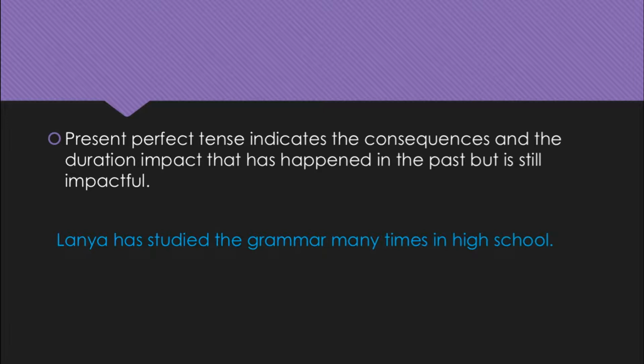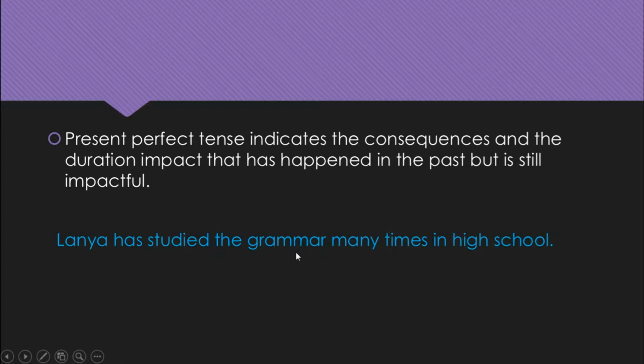So what is present perfect, right? This is my definition for present perfect. Present perfect tense indicates the consequences and the duration impact of events that have happened in the past, but is still impactful, right? So it is from something in the past. So this time we don't have two events as it was the case in past simple. We only have one event, but this event is not from a specific point in the past. It's rather the impact of one event or a couple of events from the past, right?